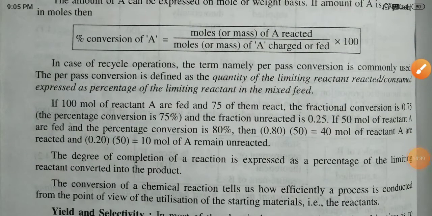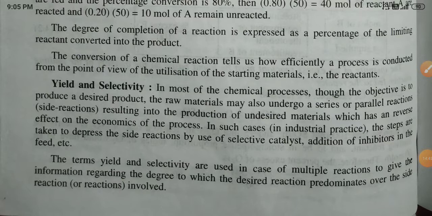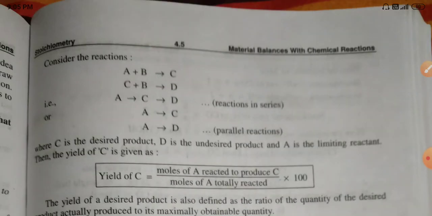Okay, next one is the case of recycle operations. The terms yield and selectivity are used in case of multiple reactions to give information regarding the degree to which the desired reactions predominate over the side reactions involved. Then also yield of this part. Consider the reactions: A plus B gives C, C plus B gives D, A plus C gives D, A gives C and A gives D. The reactions are in series and also in parallel. Here C is the desired product and D is the undesired product, which comes in selectivity.